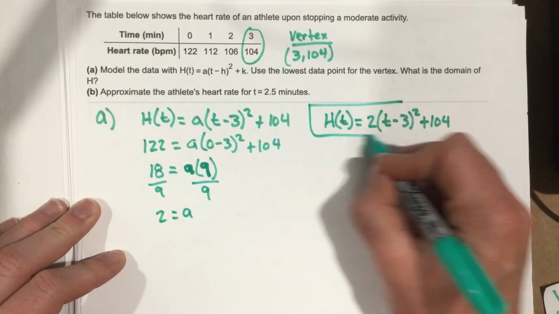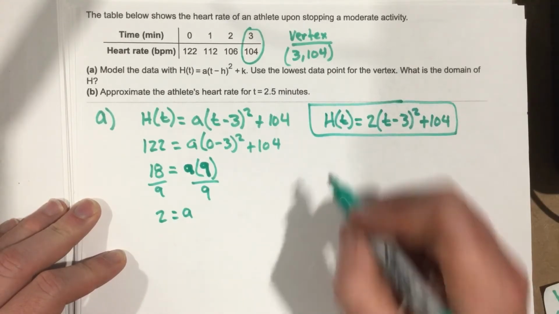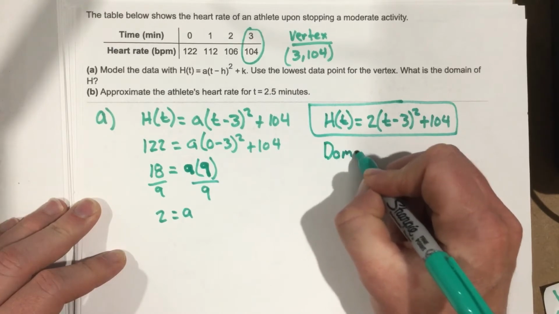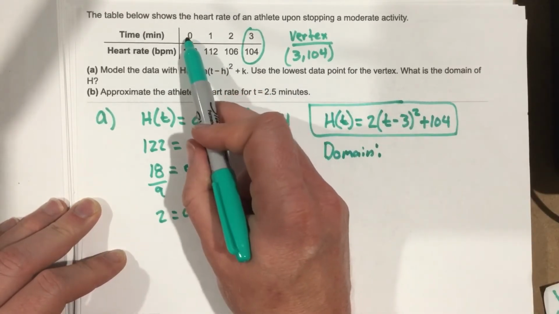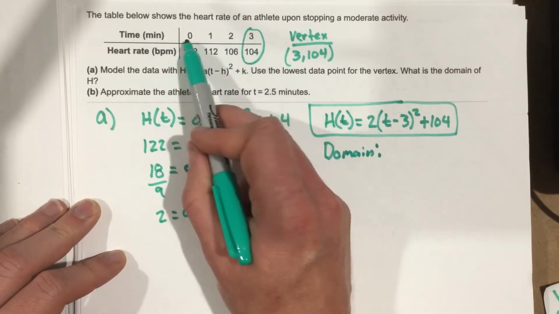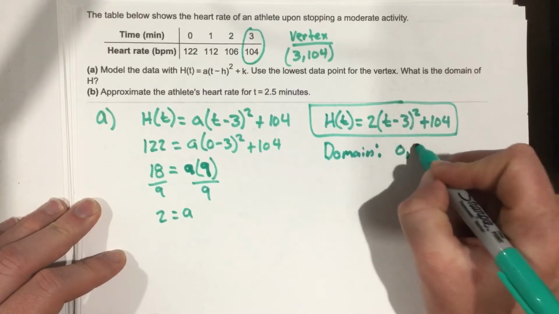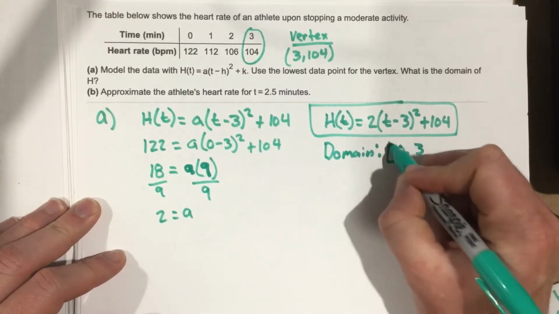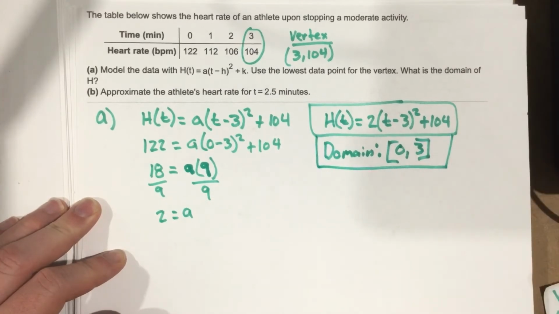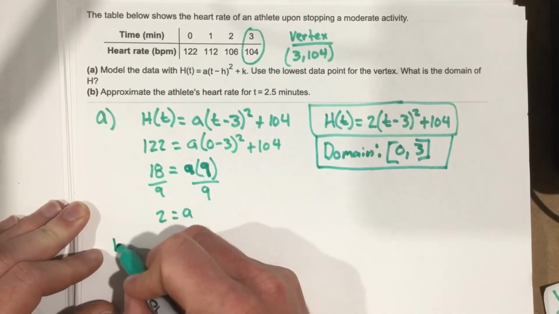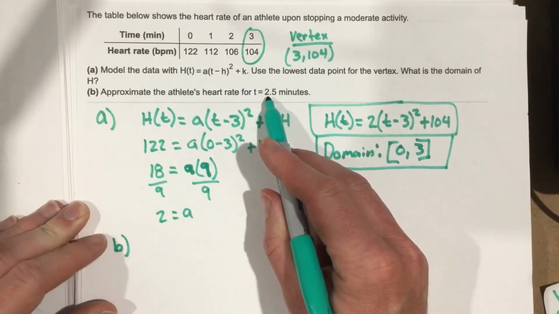Okay, that's the equation in vertex form. The domain of this equation, well, the domain is what's in the chart. Domain is the value 0 to 3, right? Time 0 to time 3, don't need anything before or after that. So 0 to 3 is our domain in part A. Now part B, approximate the athlete's heart rate for time 2.5.